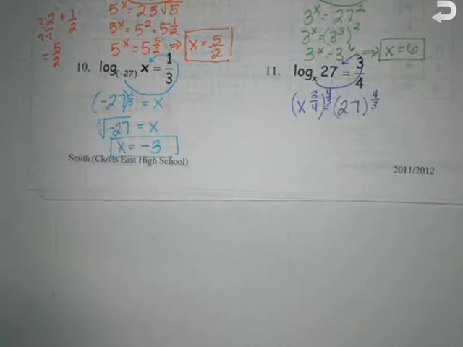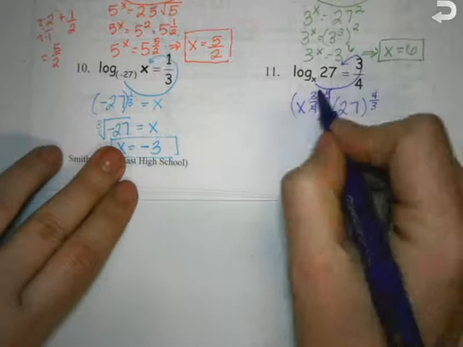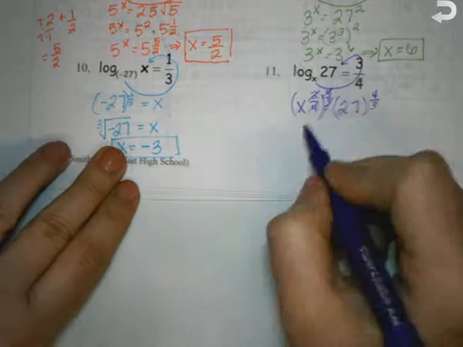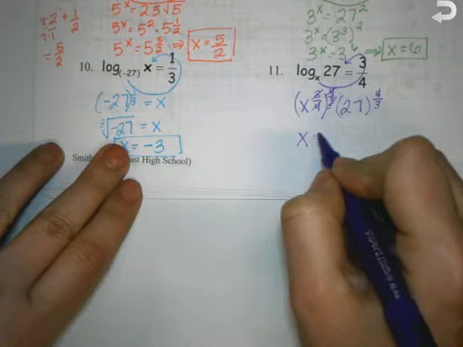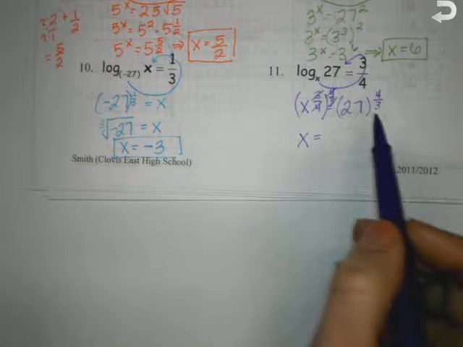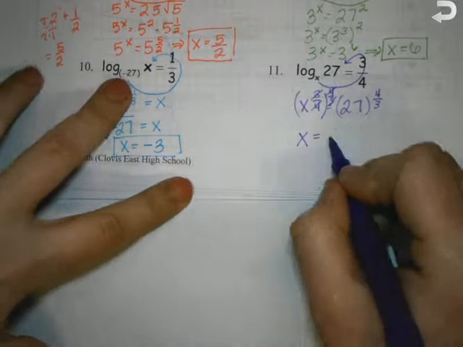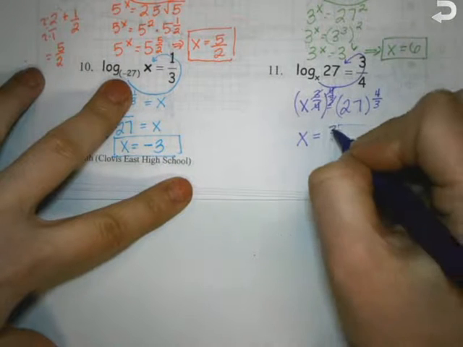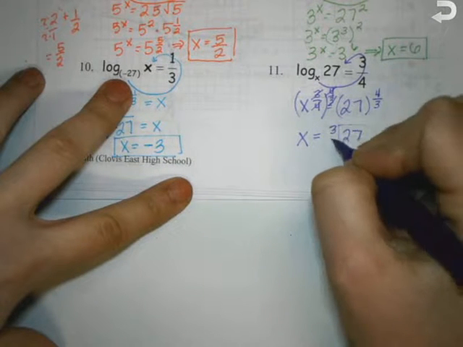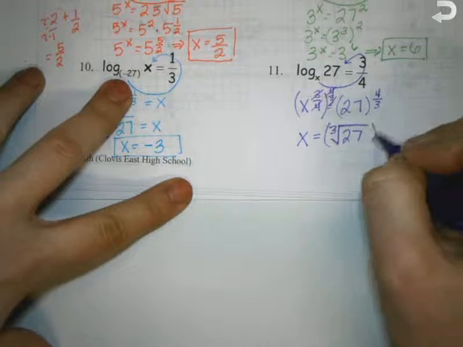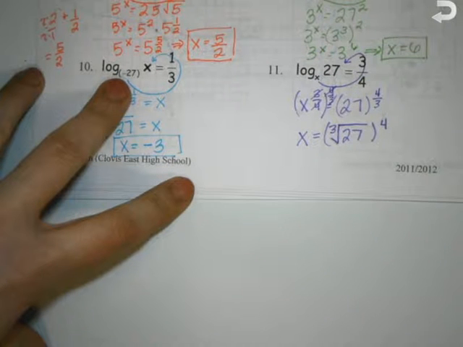So that gives me x equals 27 to the 4/3. How can I rewrite that? Cube root of 27 to the what? To the 4th. Okay, so x equals good, 3 to the 4th. So x equals 81.